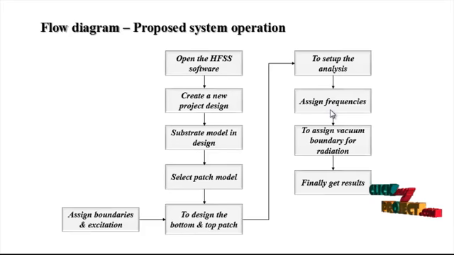Finally, we get the results like radiation pattern, return loss, VSWR, and bandwidth. All the results for this process we calculate by using the HFSS software. So these are the overall running procedures, or the flow diagram of the operation.